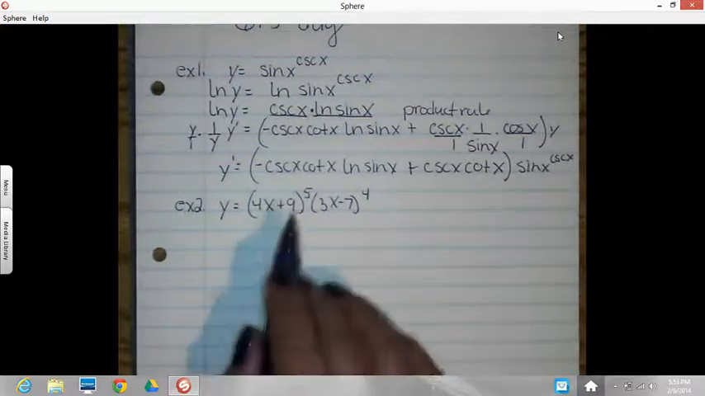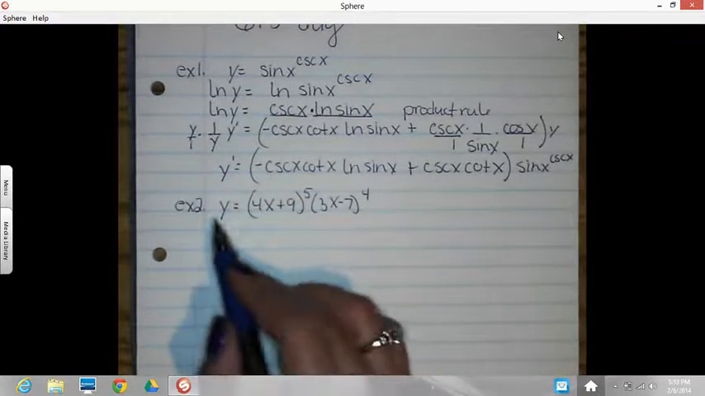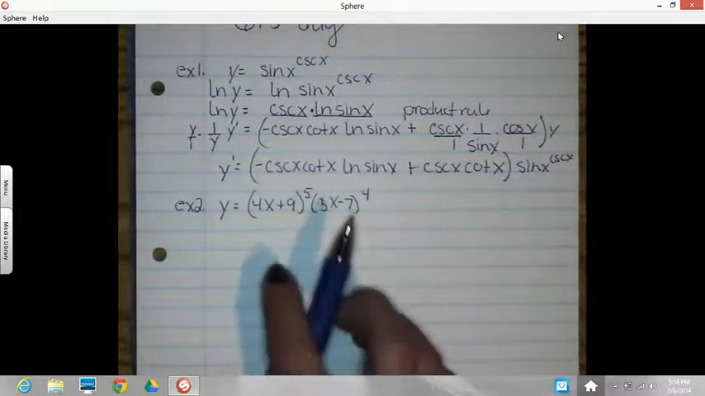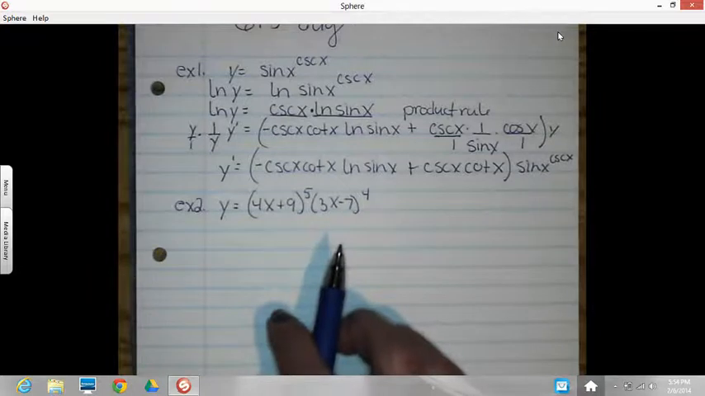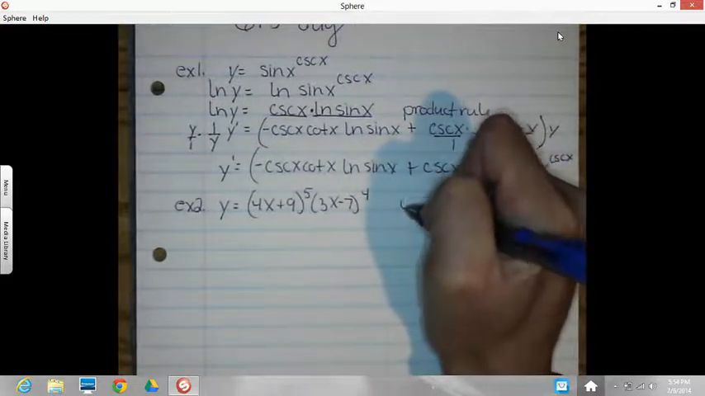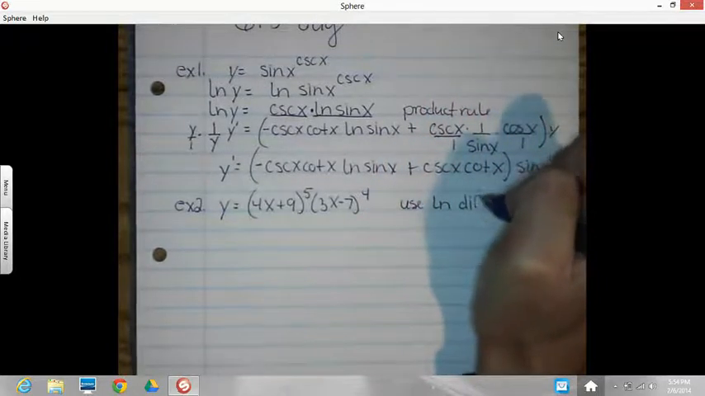Well, even though there's not x's in the exponent, you can still do this natural log derivative on both sides and see where it takes you. And you're going to see it's going to be a little bit shorter than what we did earlier in the year. So the directions will tell you to use natural log differentiation. That's a long word.